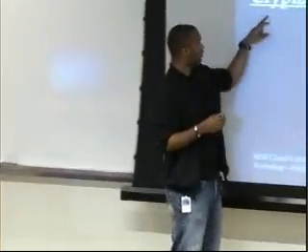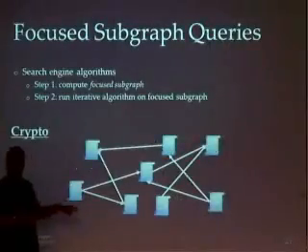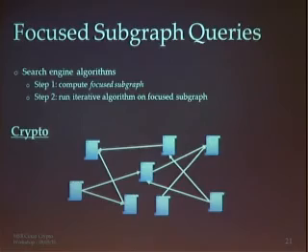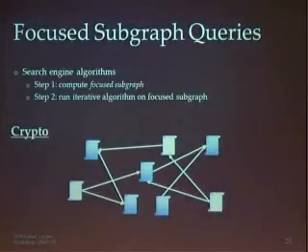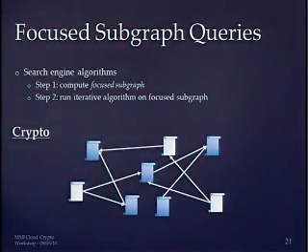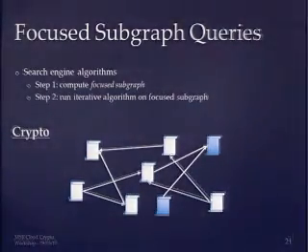If I'm doing a keyword search for crypto, then a focused subgraph is essentially the following. First I do a keyword search over all the web pages, and I figure out which pages contain the word crypto. In this case, it's these 3 pages. Then I add to this subgraph any page that's connected to these pages, or any pages that connect to those pages. I add all these pages, and that's my focused subgraph. Okay, so that's all that means.